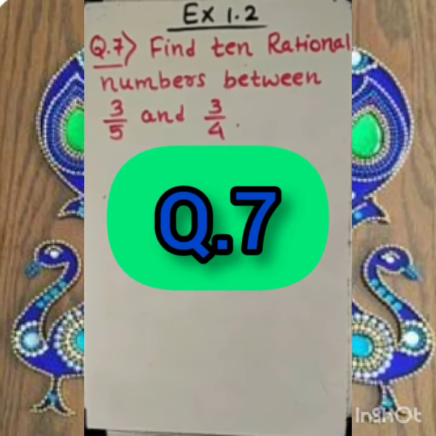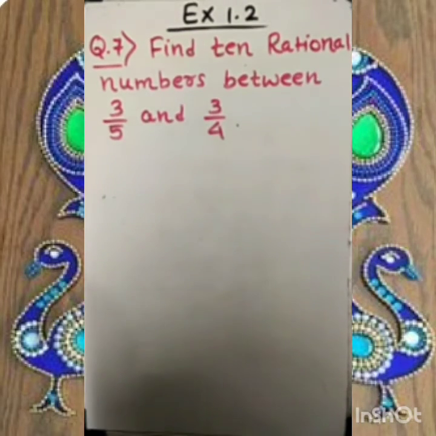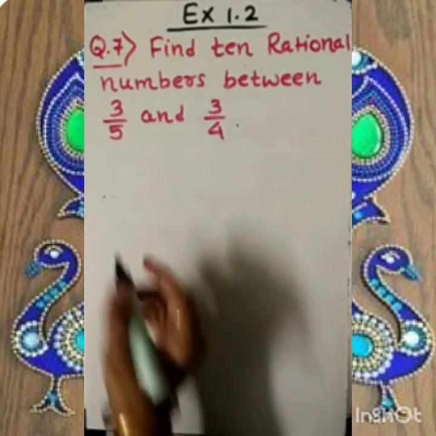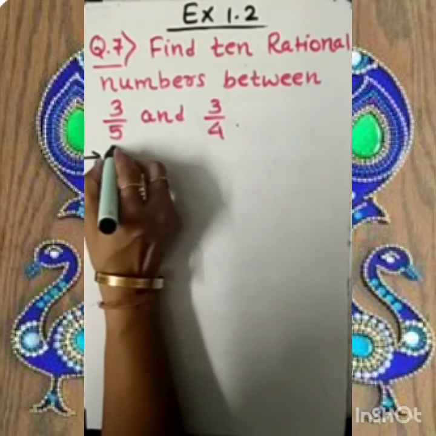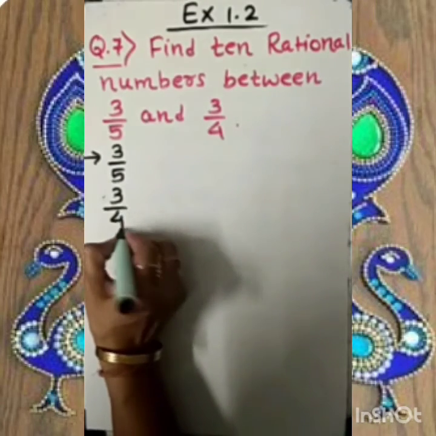Question number 7 of exercise 1.2 is in front of you. I am reading the question for you. Find 10 rational numbers between 3 by 5 and 3 by 4, right? 3 by 5 and 3 by 4, right? 10 rational numbers we have to list out. So first of all, which two numbers are we given? 3 by 5, 3 by 4.